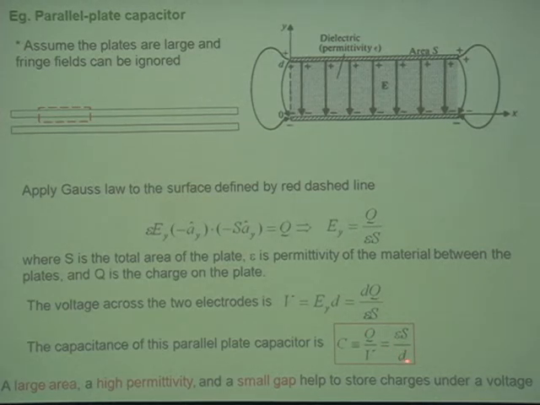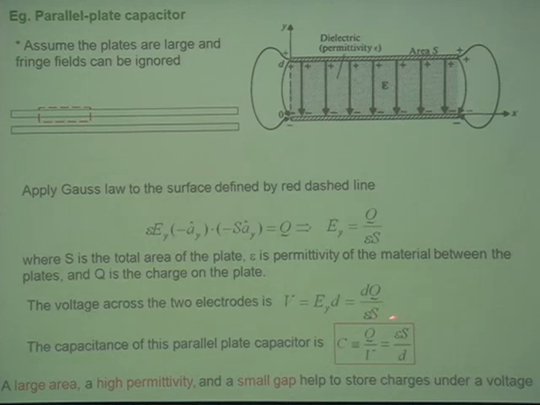Think about this. If you have a small d, this means that these two plates are close to each other. So the electric field inside is going to be stronger given the voltage. So with a stronger electric field, definitely you are going to attract more charge. So small d giving you a big C is also reasonable.